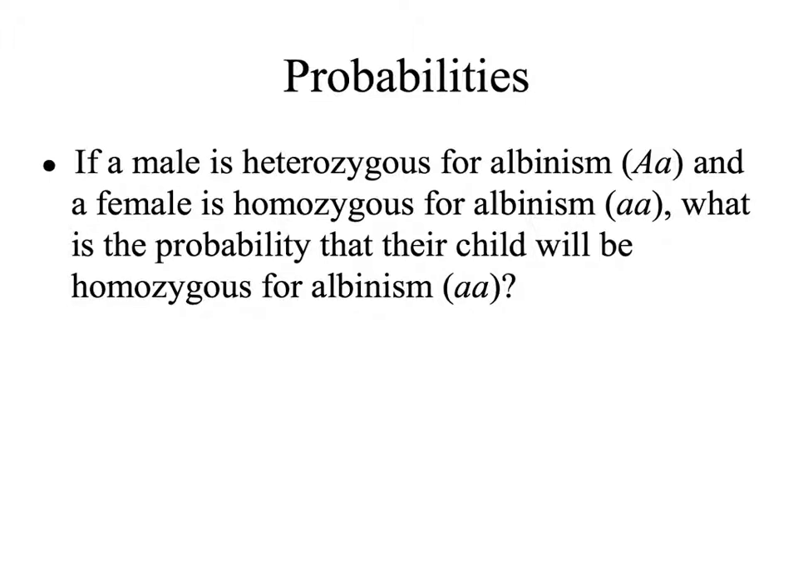Here's an example. If we look at a male who is heterozygous for albinism, so big A, little a, and a female who is homozygous and an albino, little a little a, we can ask, what is the probability that their child will also be an albino? We first must look at the gametes from each parent. The father is heterozygous, so has a big A, little a. This means that in his gametes there is a 50% chance of having a gamete or a sperm cell with a big A and a 50% chance of having a sperm cell with a little a.